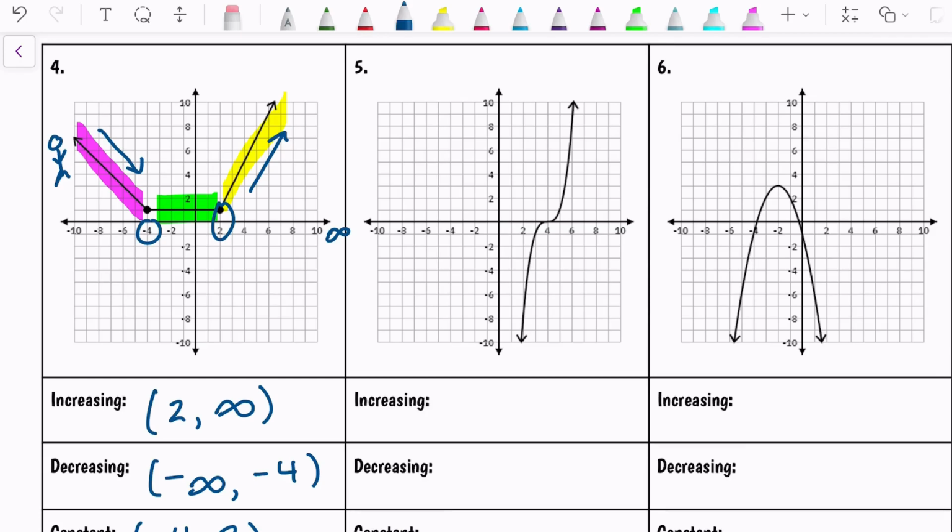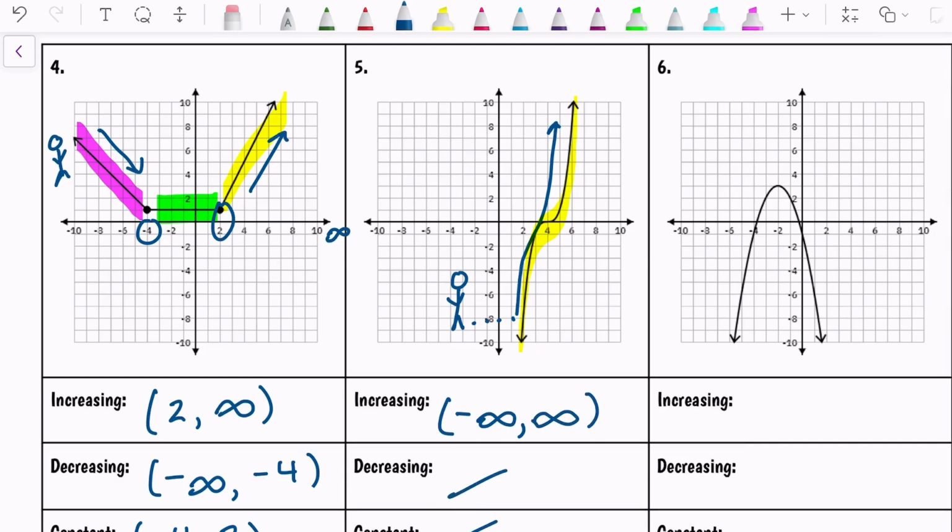All right, number 5. I'm a stick person. I'm walking left to right. Here I am. I hit the graph. I'm walking up the whole time. I'm always increasing the whole time. And if it's always doing one thing and it goes left and right forever, we just say negative infinity to infinity.